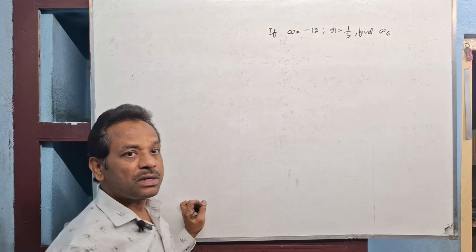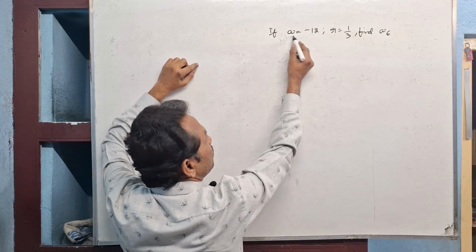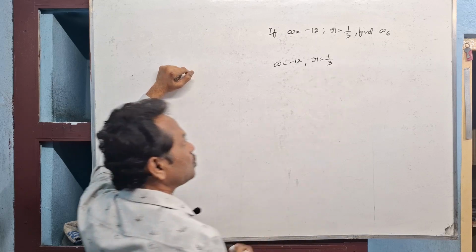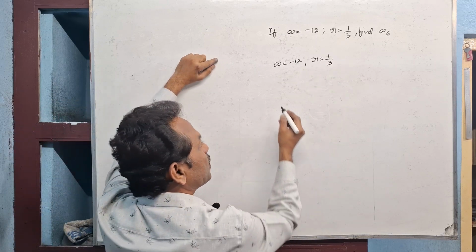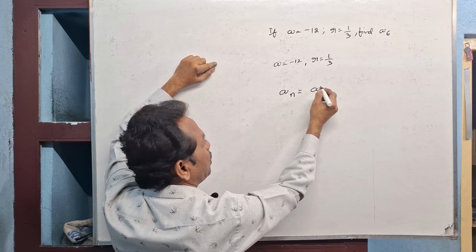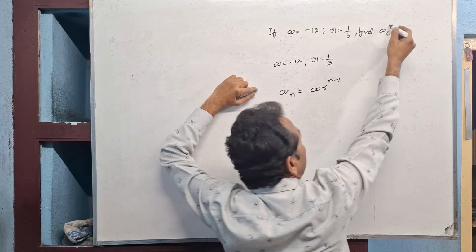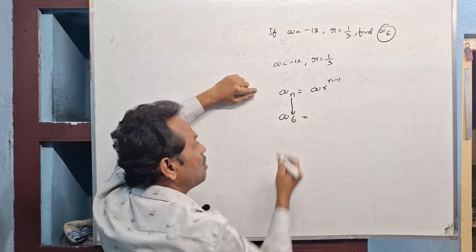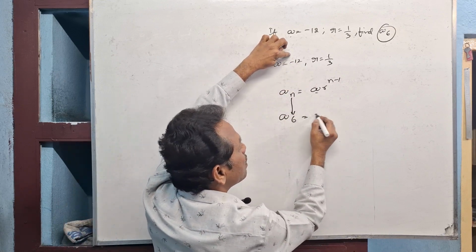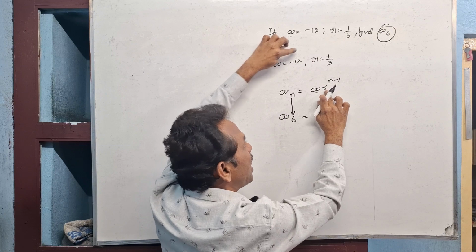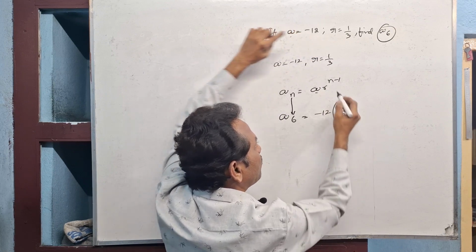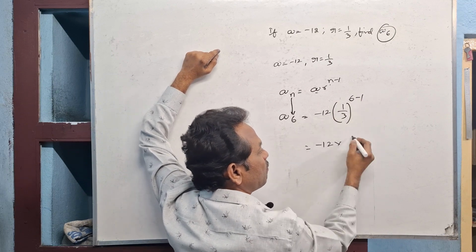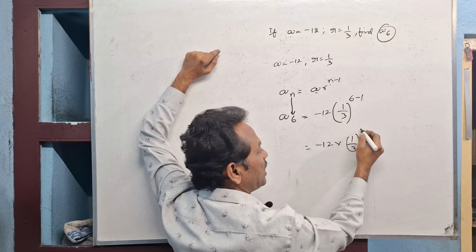Now let me do one more question similar to the previous question. Here the first term is minus 12 and the value of R is 1 by 3. These two things are given and we need to find the 6th term. We know that the nth term of GP is A into R to the power of n minus 1. So A6 equals, A is minus 12, into R which is 1 by 3, to the power of 6 minus 1, which is 5.